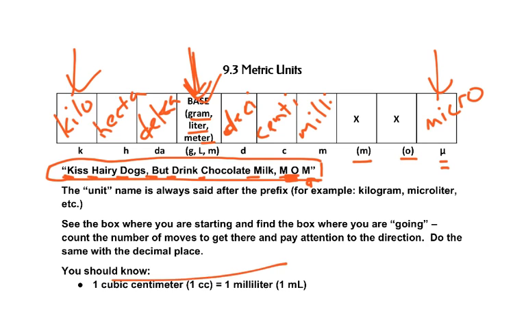The other thing you need to know is that 1 cubic centimeter is equal to 1 milliliter. So often we abbreviate 1 cubic centimeter as 1 cc and 1 milliliter as 1 ml. And with liters, we usually use a capital L so that it's really clear that it's an L. And this is a really common conversion in medicine and in nursing to know that 1 cc is equal to 1 ml.